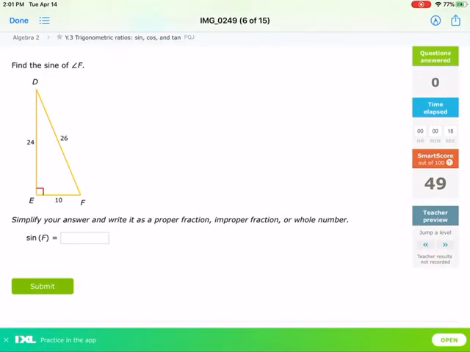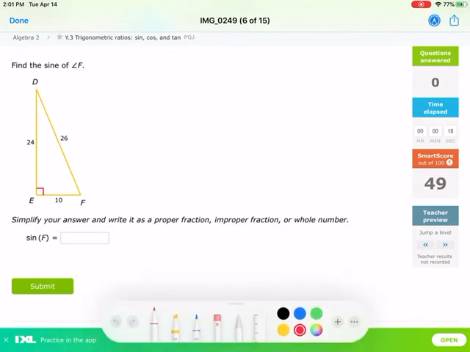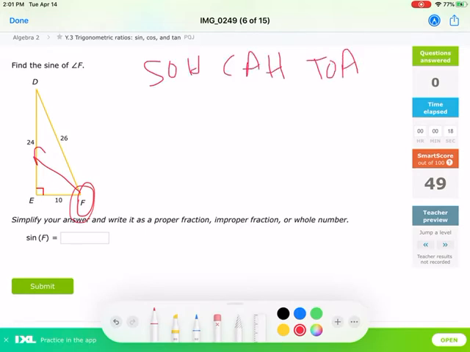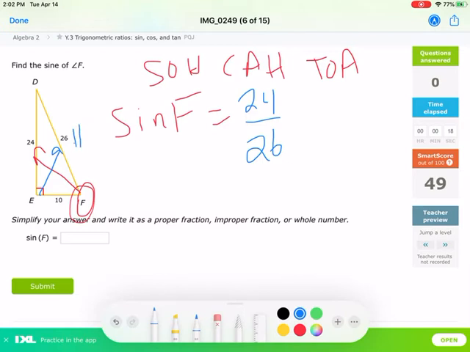Go. 49. Okay. The sine of f. All right, so here's f down here. The opposite is 24. Again, it's SOHCAHTOA. So I'm not going to write this every single time, so hopefully you get used to it. So the sine of f is equal to opposite over hypotenuse, 26. You might be thinking, hey, where'd 26 come from? That's the hypotenuse. It's always across from the 90-degree angle.